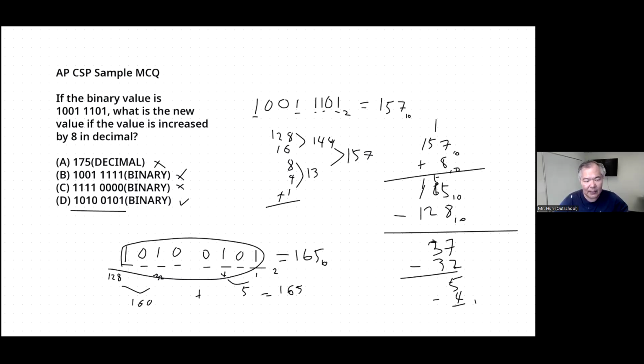One of the binary numbers you need to memorize is the pattern 1111 0000. That's 240. We started with 157 and then added 8, so we ended with 165, which is not anywhere close to 240. You need to memorize 11110000 and quickly recognize that it represents the decimal value 240.